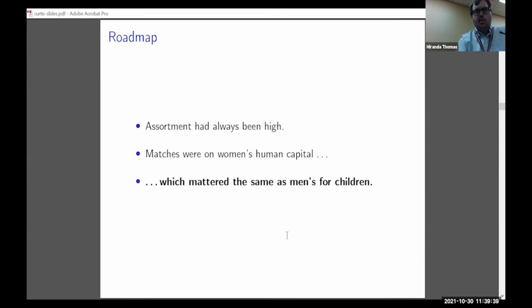All right, now I'm going to talk about why this matters. So why do you care if you're marrying a literate woman? And the consequence is that it really does matter for your child outcomes.